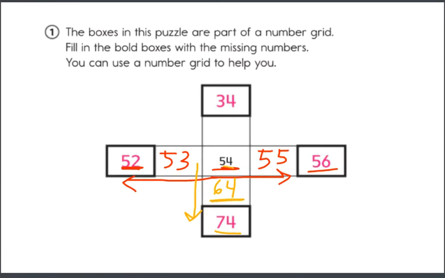54, 64, 74. The numbers keep staying the same in the ones place. 4, 4, 4. But the number in the tens place gets bigger by 10. 5, 6, 7. Now if I go back to 54, which is my starting number, and I'm going to go back up the hundreds chart or the number grid, my number is going to decrease or get smaller by 10. So sometimes it can be a little bit harder to go backwards by tens.